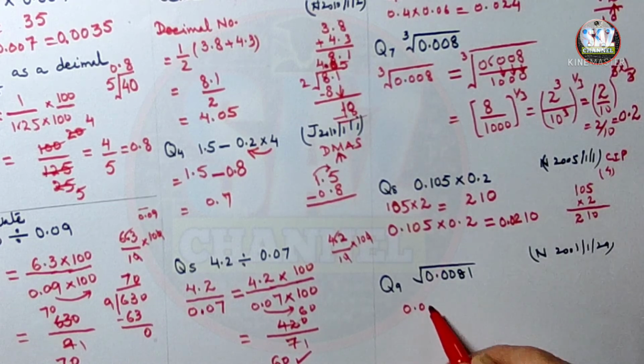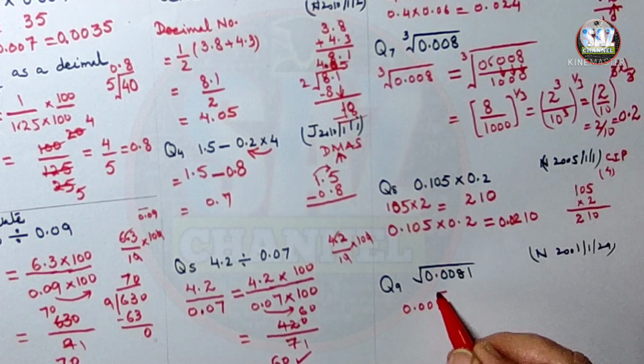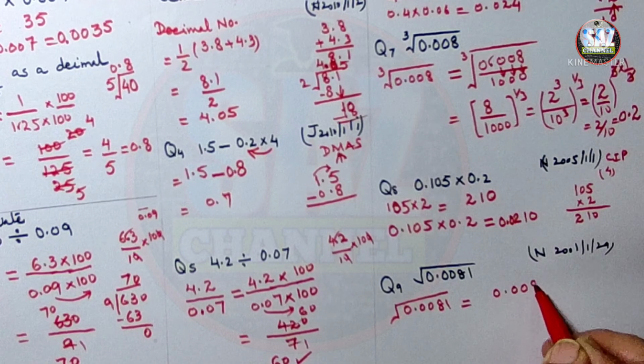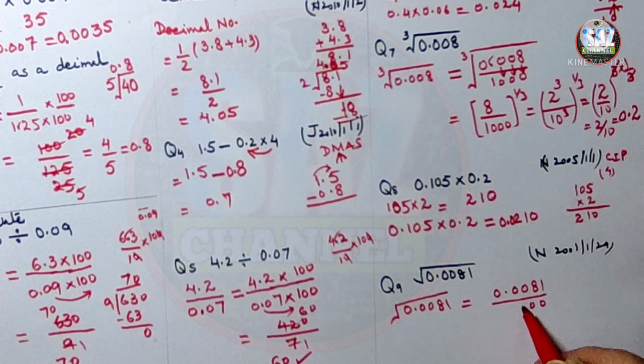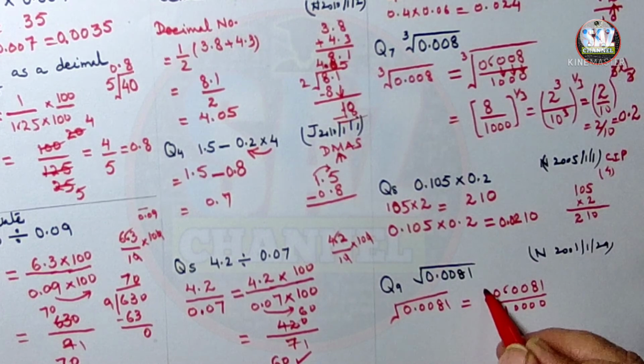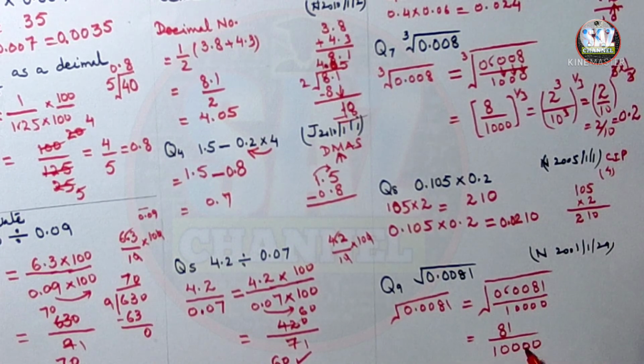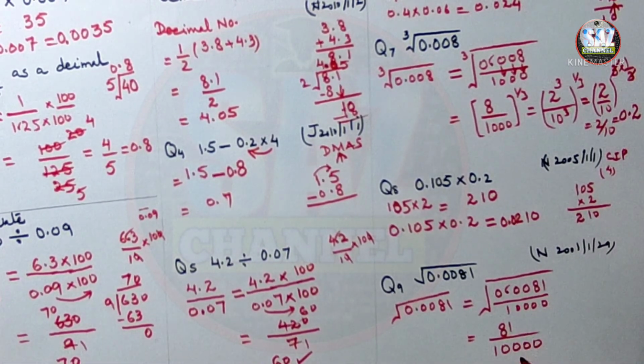0.0081 square root. Okay, remove the decimal. This will become 81 upon 1, 2, 3, 4 places, and then I have to write the radical symbol. This is 81 upon 10,000. Okay, and then I have to take the square root of this, 1 by 2.